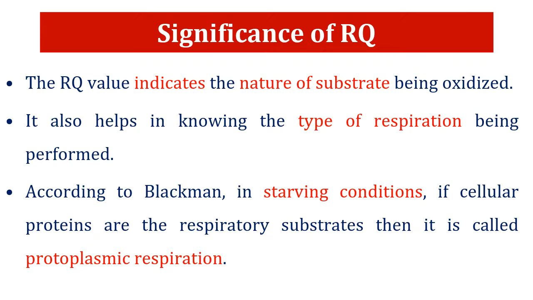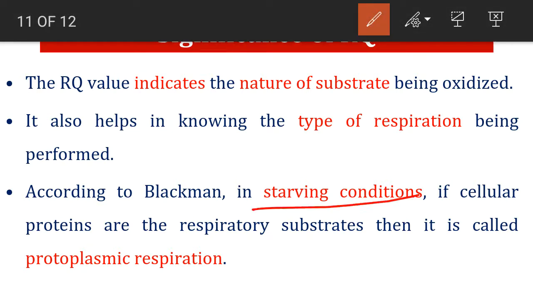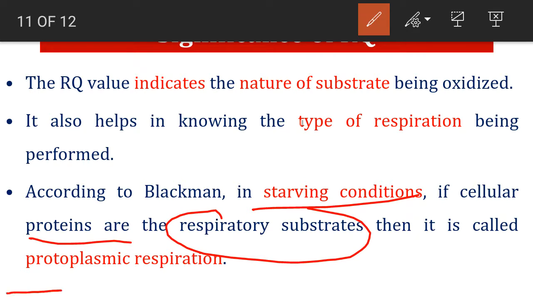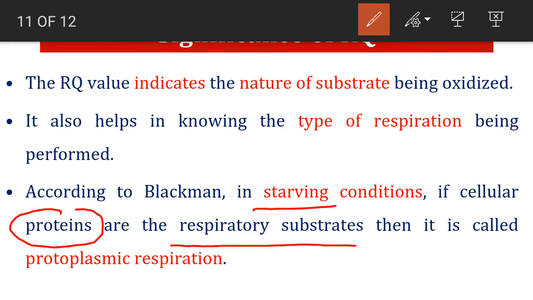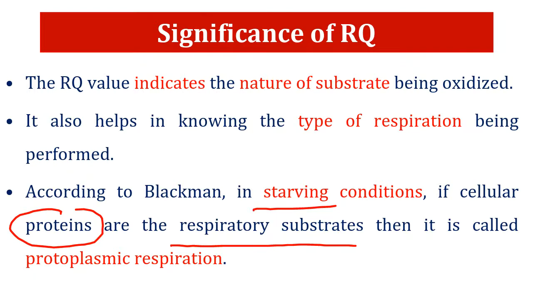According to Blackman, in the starving condition, some of the proteins are used as a respiratory substrate. This is known as protoplasmic respiration. So this phenomenon gives rise to a new concept known as protoplasmic respiration, which states that in some cases, or you can say in starving conditions, cytoplasmic proteins can also be utilized as a respiratory substrate to give energy. So this is the overall significance of respiratory quotient.